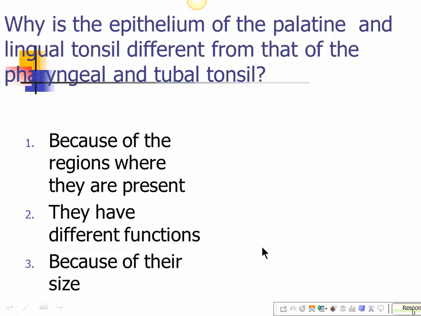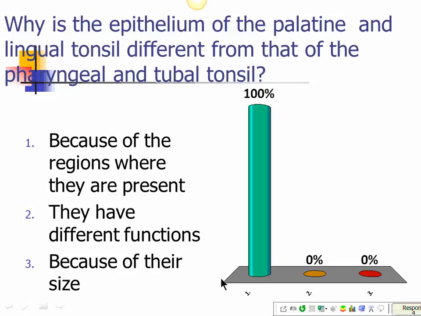Let's look at this question. Why is the epithelium different in the lingual tonsil and different from that of the pharyngeal and tubal tonsil? Very good, yes, because of where they are present. So if they are in the nasopharynx, they automatically get the epithelium of the nasopharynx. In the oropharynx, they get the epithelium of the oropharynx. Excellent.